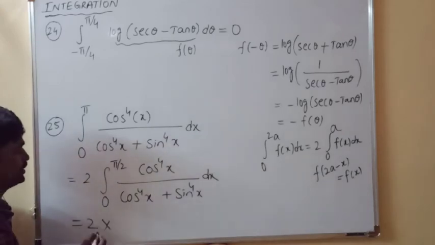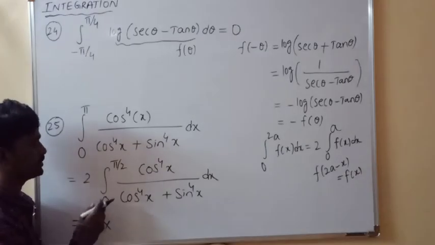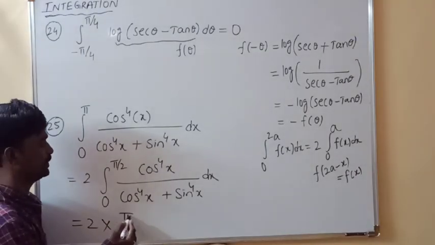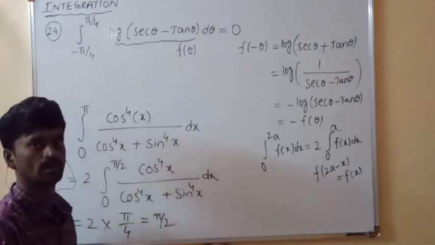It is a familiar problem, right? Function of cos x by function of cos x plus function of sin x, from 0 to pi by 2. What is the answer? Pi by 4. So 2 times pi by 4 is what? Pi by 2. Over.